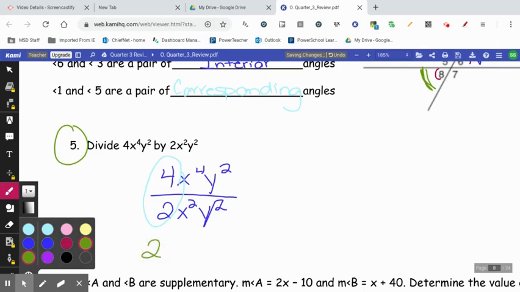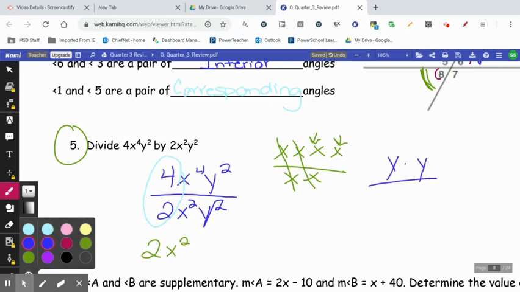Then we have x to the 4th divided by x squared. You can expand if you need to. You have 1, 2, 3, 4 x's over 2 x's. 2 of them would divide to become 1, which means we are left with x squared because we are left with 2 factors of x. Then we have y squared over y squared. Again, if you would like to expand, you can. That would be y times y over y times y. These would divide to be 1. These would divide to be 1, so there's nothing left of the y's. And our answer is 2x squared.